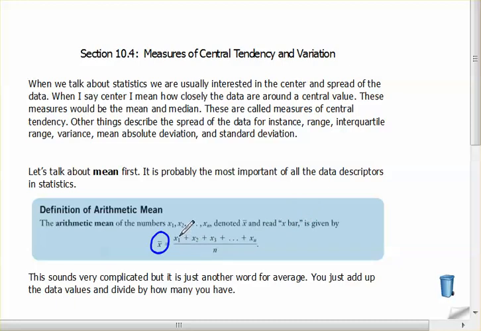So look at what they're doing. They're adding up all of their data values, all of their X's, and then dividing by how many they have. You've been doing the mean for a long time. You just may not have necessarily called it the mean. We used to call it just the average. You just add up all of your data values and divide by how many you have. It'd be like finding the average of your test scores or something like that.